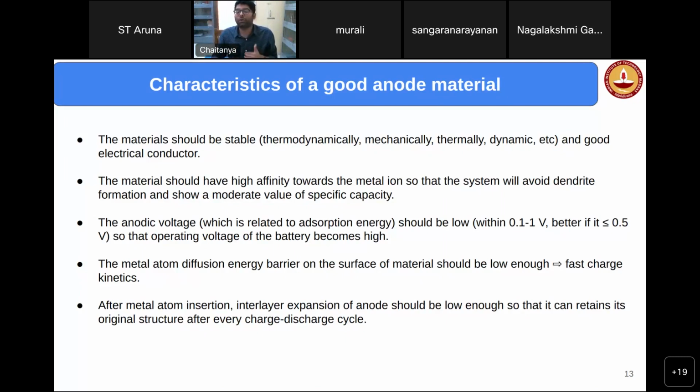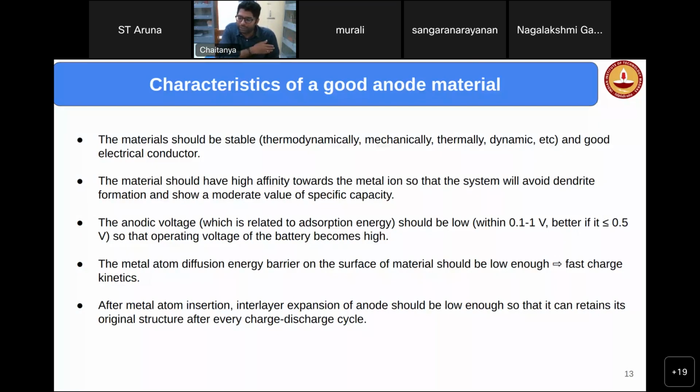The second thing is that the anodic voltage we are going to generate should be as low as possible, because we want to increase the cell voltage, and cell voltage is defined as the cathode voltage minus the anode voltage. So if the anode voltage is as low as possible, then the overall cell voltage will be better. Ideally it will be somewhere around 0.1 to 1 volt. It's better if it is less than 0.5 or so. So that's what we are trying to see for the anodic voltage.